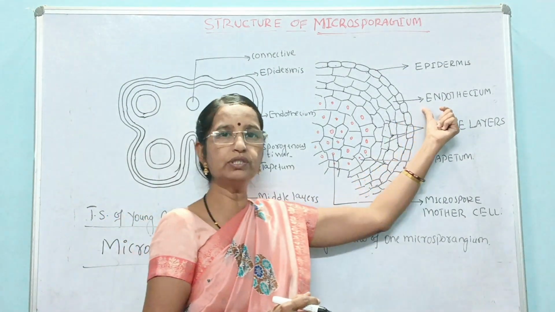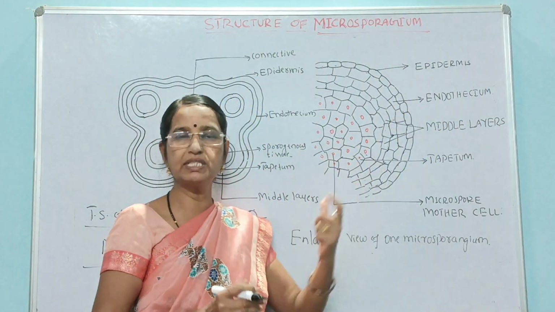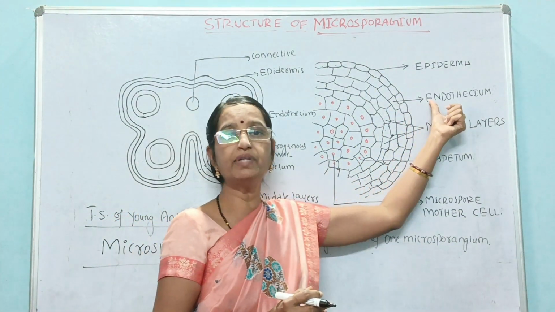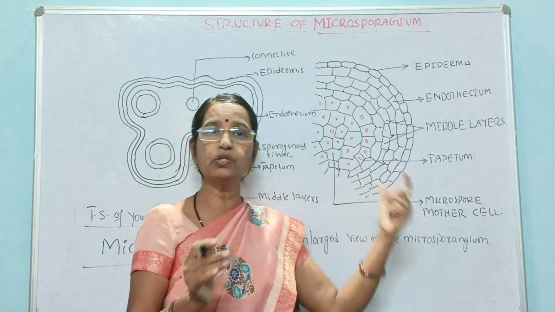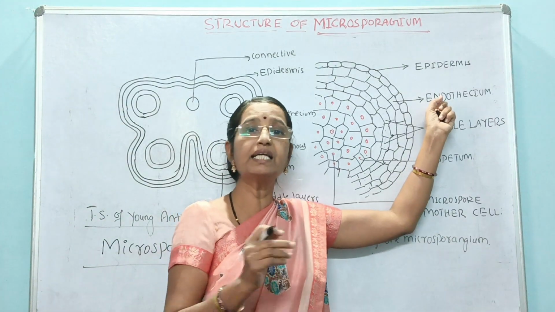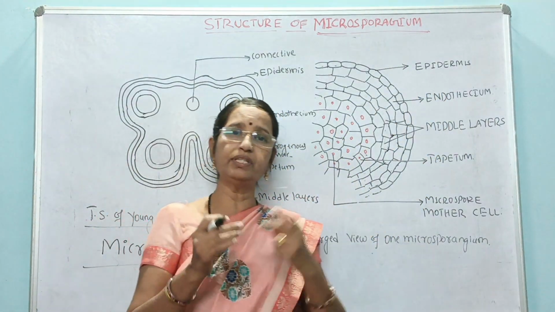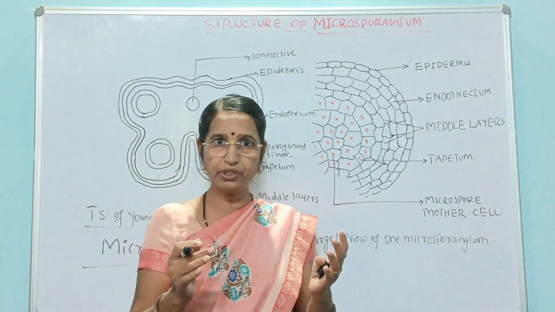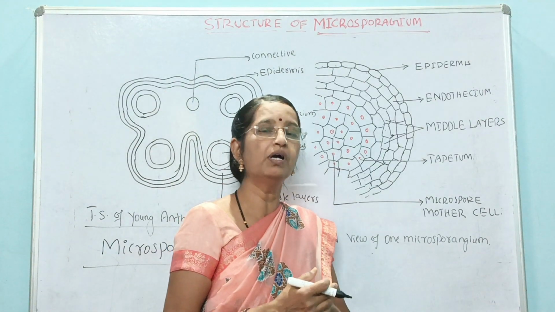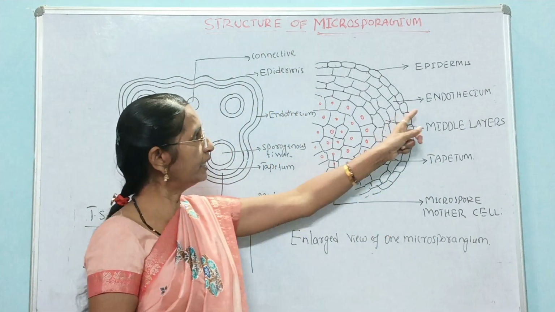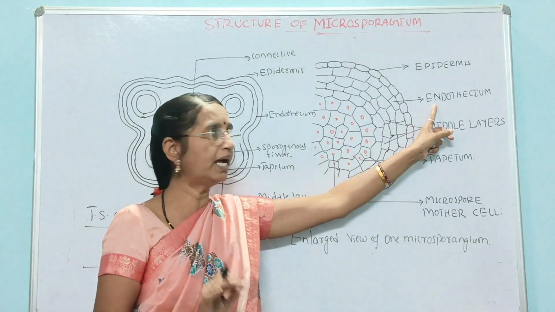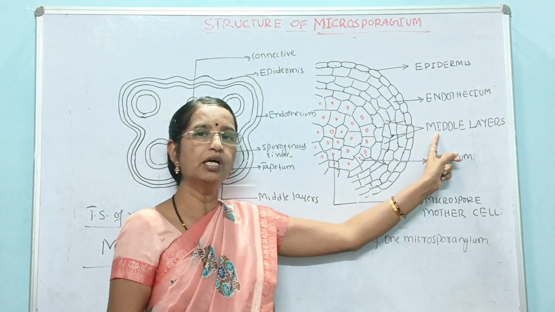It is followed by the endothecium. As you can see, the endothecium is also a single layer, made up of compactly arranged cells. What is the role of the endothecium? The endothecium not only protects the inner tissue, it also plays a very important role in the dehiscence of the anther. As you know students, when the anther matures fully, dehiscence of the anther takes place and releases a large number of microspores outside the microsporangium. That is the function of the endothecium, playing a role in the dehiscence or splitting of the anther.